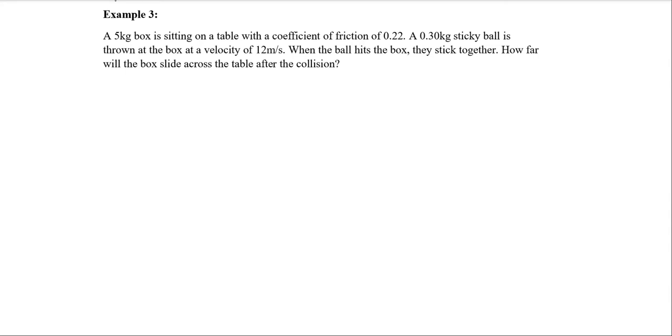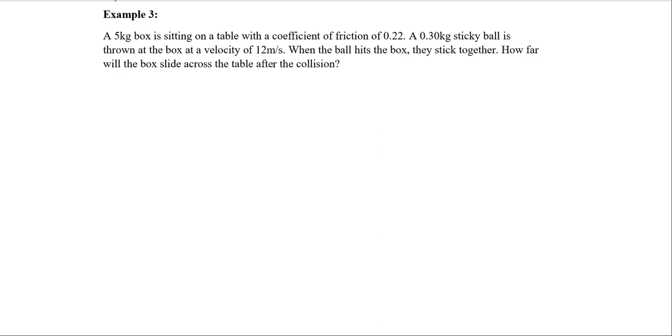Morning class, and today we're going to go over the third example on our multiple step problem worksheet. This one's definitely a bit of a doozy. Let's jump in. A 5 kilogram box is sitting on a table with a coefficient of friction of 0.22.